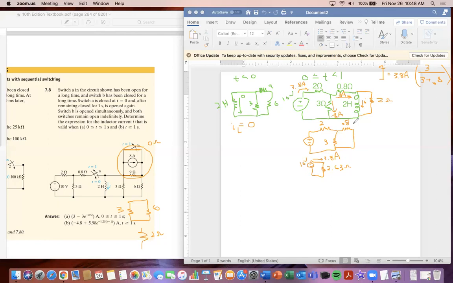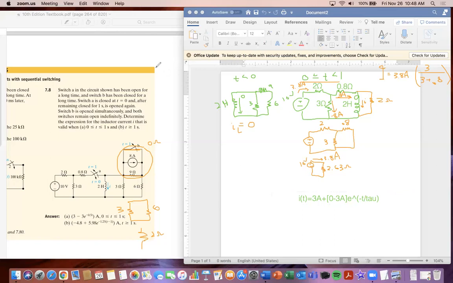So if we do our current equation now for this time interval, what we're going to get is I of t. Remember the final value I told you guys is 3 amps plus the initial value, which is 0, minus 3 amps, the final value. And then times e to the negative t divided by tau. What's tau here in this case? Tau is equal to L divided by R. And L divided by R is what does the inductor see for the resistance?